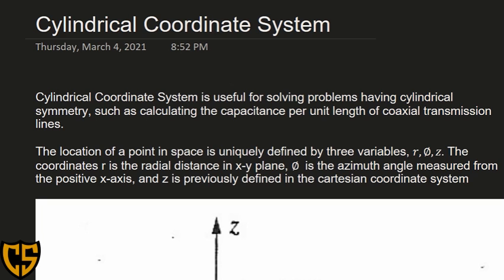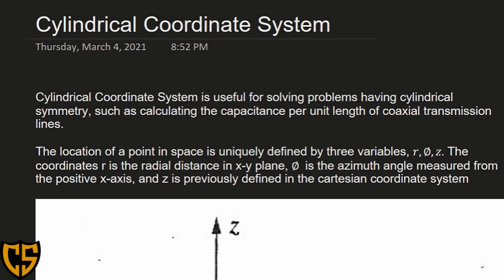So the location of a point in space is uniquely defined by three variables. We have r, we have phi, and we have z. The coordinate r is the radial distance in the xy plane, the same as the resultant in our coordinate system. We also have phi, which is the azimuth angle measured from the positive x-axis, and the letter z, which is the same z that we use in the rectangular coordinate system.